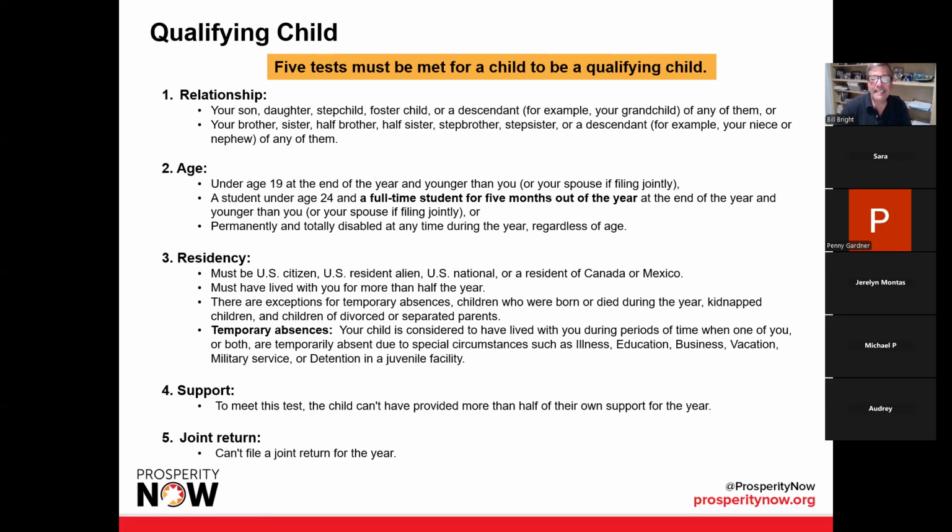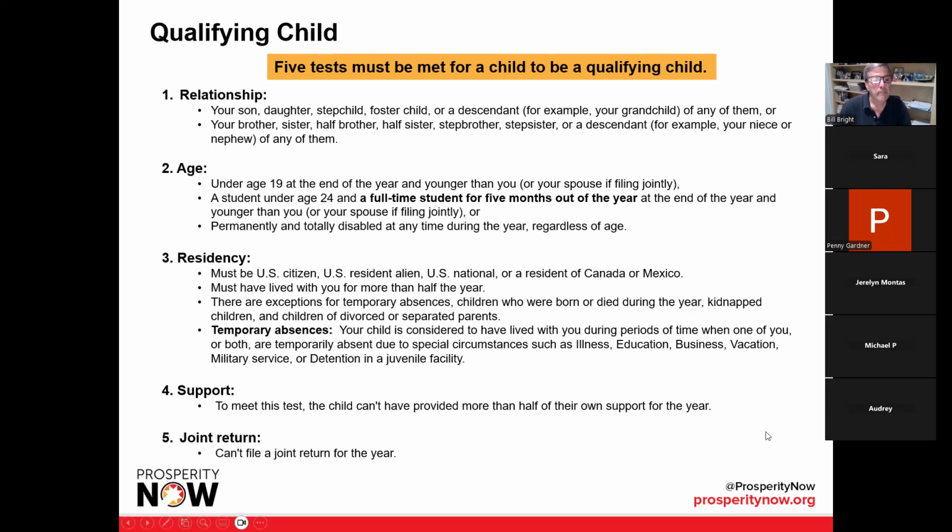Age, they must be under 19 at the end of the year and younger than you or your spouse if filing jointly, or a full-time student under the age of 24 for at least 5 months out of the year and younger than you, or rather, permanently and totally disabled at any time during the year, regardless of age. Right? That's key once you get north of 24, or under 24 but not in college, and if they're not working or anything like that. If they're disabled, that opens up all kinds of possibilities, which we'll show once we start doing some returns.